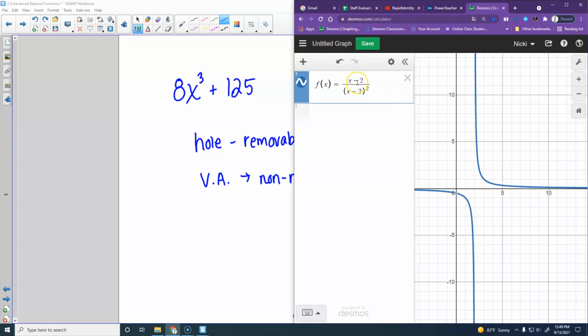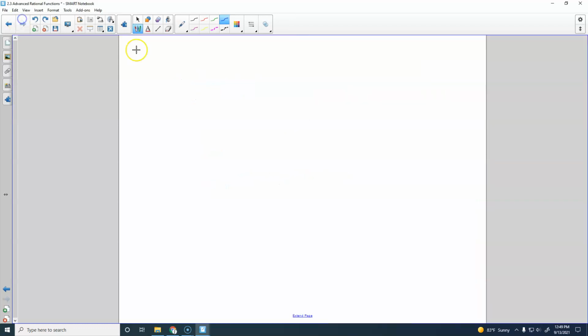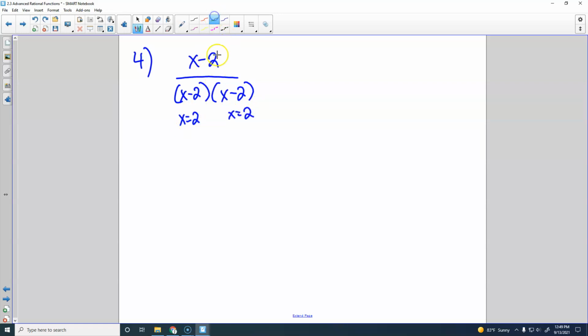Okay, so for this one, number 4, you've got x minus 2 over x minus 2 squared, which is going to be x minus 2 and x minus 2. So you have an x equals 2 here and an x equals 2 here. One of these x minus 2's is going to cancel, making one of these a hole. And then this other one is a vertical asymptote.